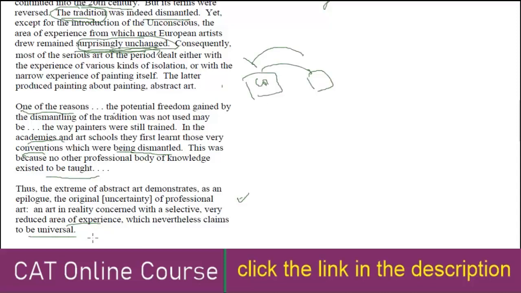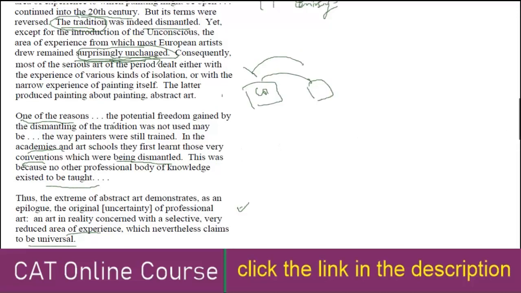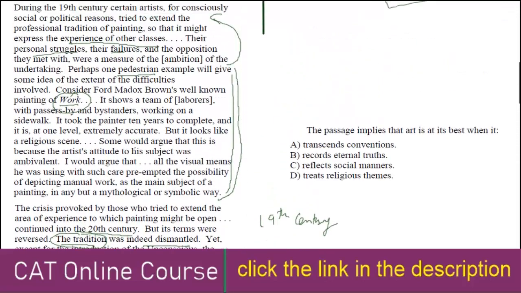So it claims to be universal because it thinks that it has dismantled the tradition, but because you are learning the same conventions when you go to an art school, you are surprisingly keeping everything unchanged. So what exactly do we get from the entire paragraph? Now, many of you must have read this paragraph.